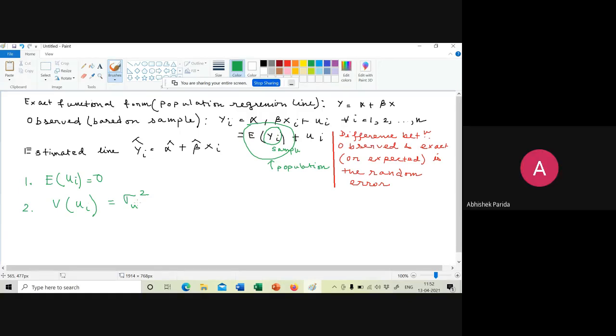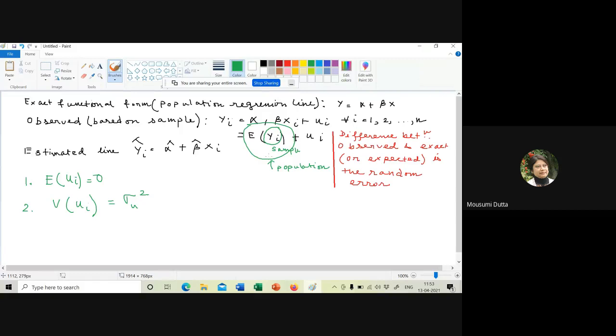Ma'am, there you wrote the population regression line. Shouldn't that be expectation of y? Expectation of y is there. I have written expectation of y only. In the first line I wrote alpha plus beta xi plus ui, and after that I have written expectation of yi. I didn't bring observations in the first line. I am just presenting the theoretical framework.